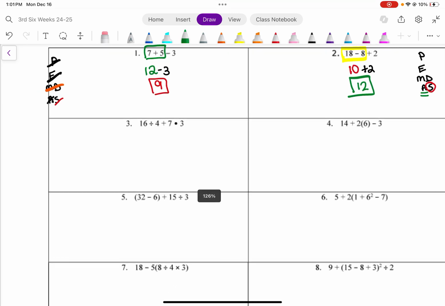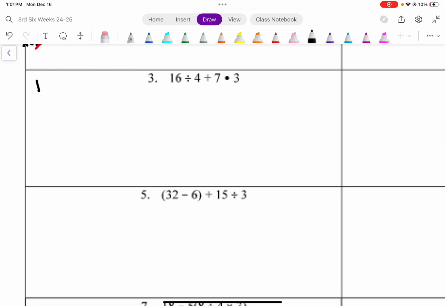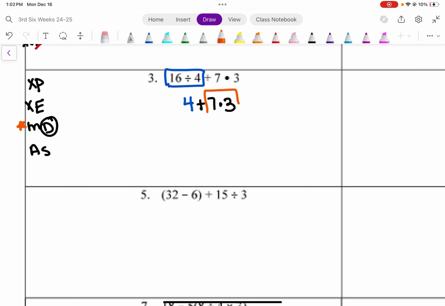Okay, so now let's look at number 3. 16 divided by 4 plus 7 times 3. I don't have any parentheses. I have no exponents. I'm going to look to see what I have first. I have division first. So I'm going to divide 16 divided by 4, which would be 4. I'm going to bring everything back down. I'm not adding first. I'm going to be multiplying next. These two, which would be 21. I bring down the 4, and now I'm going to add.